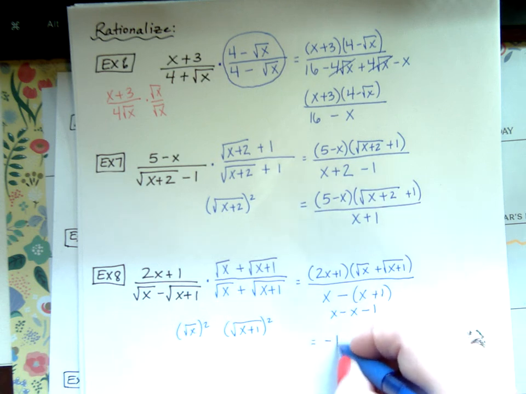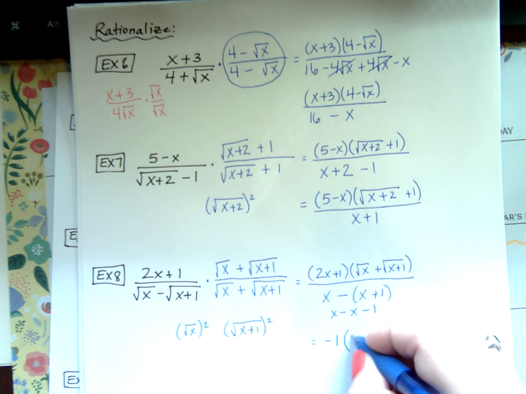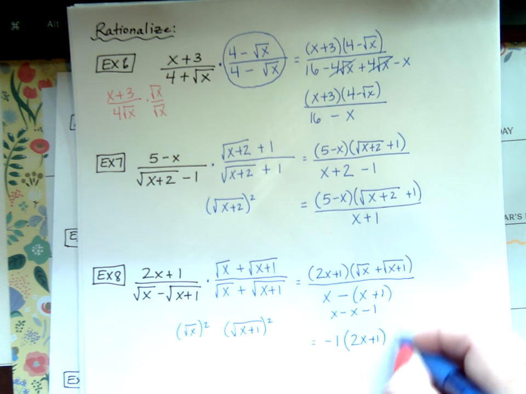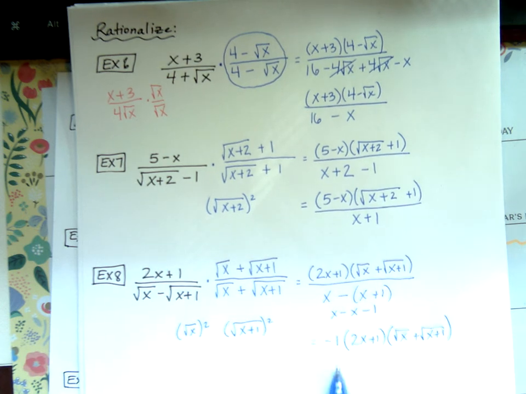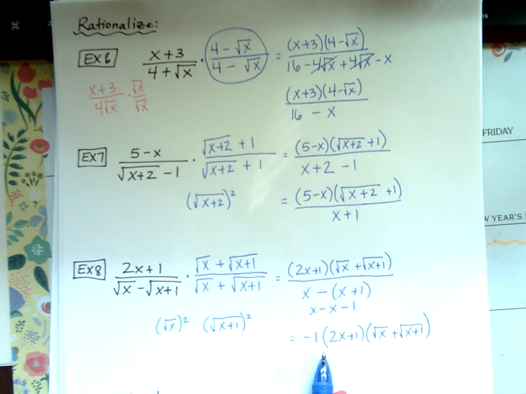I have a 2x plus 1, my numerator, square root of x plus square root of x plus 1. Technically, that's all over a -1, or just multiply by. I didn't want the fraction. Ain't nobody like fraction. So I just put it as a times -1. If you're dividing by -1, it's the same thing as multiplying by a -1. That's kind of where I'm at with it.